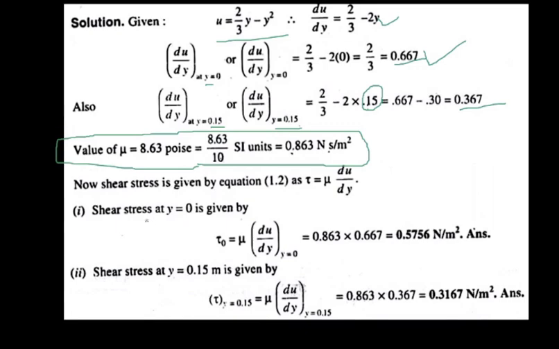Tau we have to find. So shear stress at y is equal to 0, so tau naught. Tau naught means tau at 0, which is mu into du by dy at y is equal to 0. So what is this mu? 0.863. They have given the value, we have just converted it to Newton second per meter square. So du by dy we have found here as 0.667. So multiply, you will get the answer. So what is the unit?